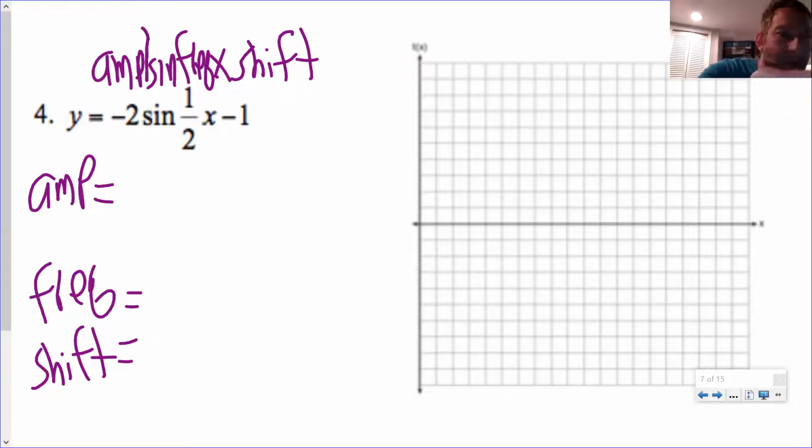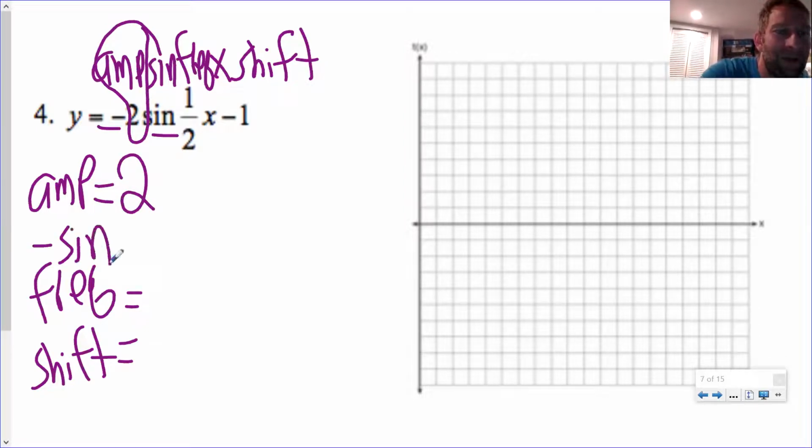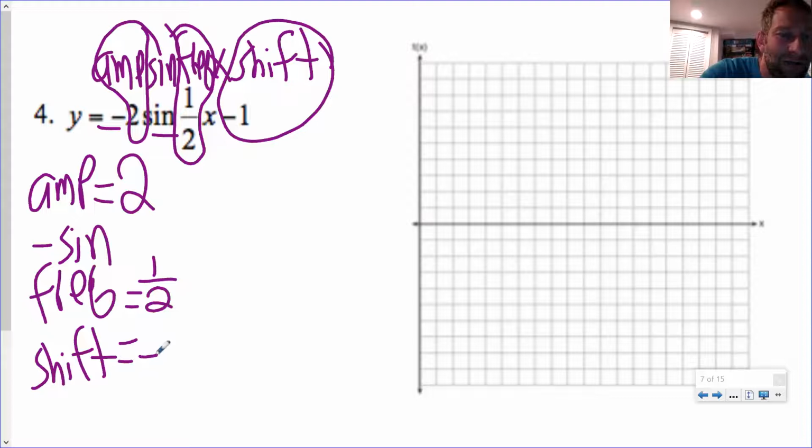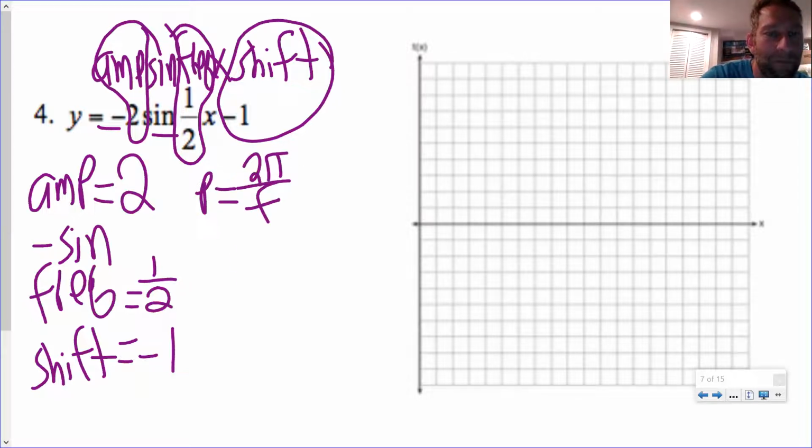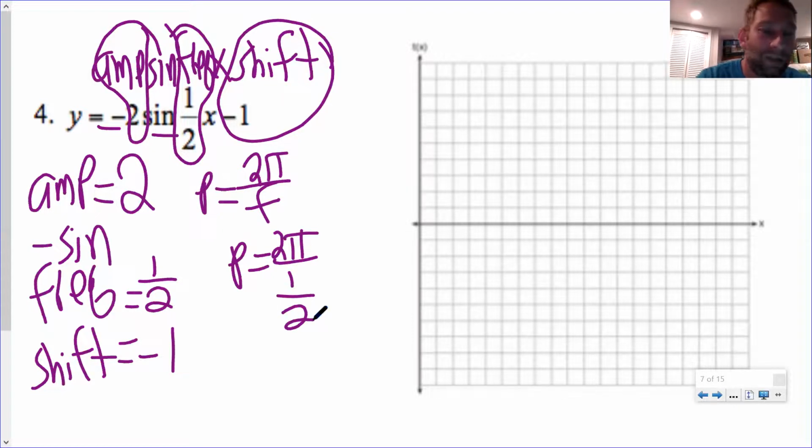Okay, amp is what's in front of the sine. Amp is 2. It's negative sine. Freq comes between the sine and the x. Freq is 1/2. Shift comes at the end. Shift is -1. Period is 2 pi over the frequency. So the frequency in this example is 1/2. So to divide by a fraction, we multiply by the reciprocal, keep, change, flip.